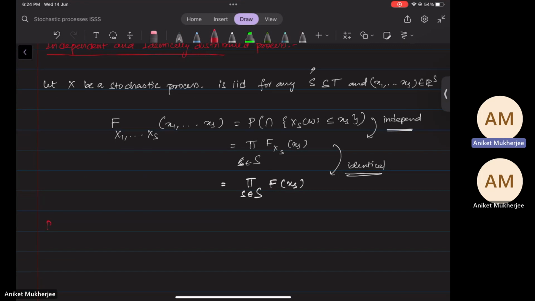Okay, so one remark here is that an independent random process and two random processes being independent are two different concepts.